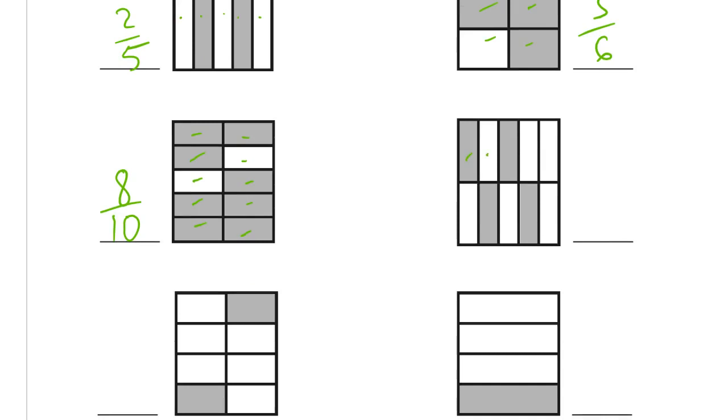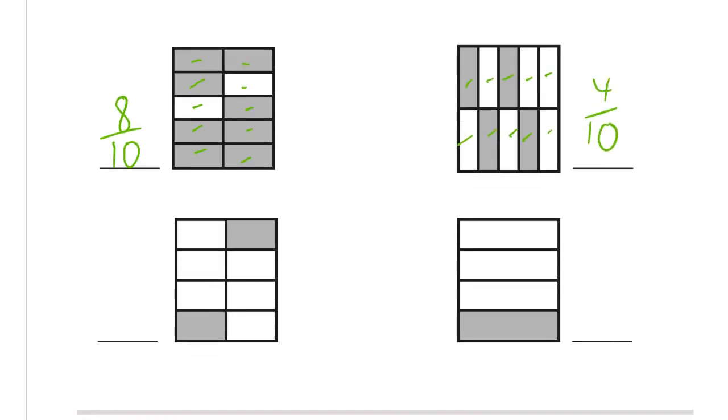This one also has 1, 2, 3, 4, 5, 6, 7, 8, 9, 10. This one has 4/10 shaded in. And this has 8ths, right? 4, 5, 6, 7, 8. It's 2 out of 8. And this is 1/4.